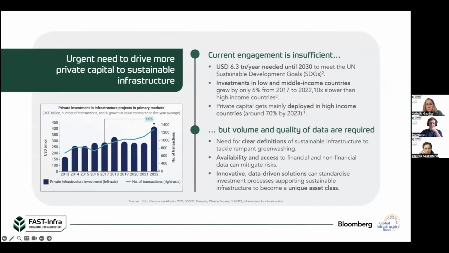So to introduce, a first slide to show the urgent need to drive more private capital to sustainable infrastructure. You see on the graph here on the left side that private investment is increasing in infrastructure, but clearly not enough. We need at least 10 times the amount. So there is a need of 6.3 trillion a year until 2030 to reach the SDGs. And at the moment in 2022, we see that the private sector is investing $400 billion.